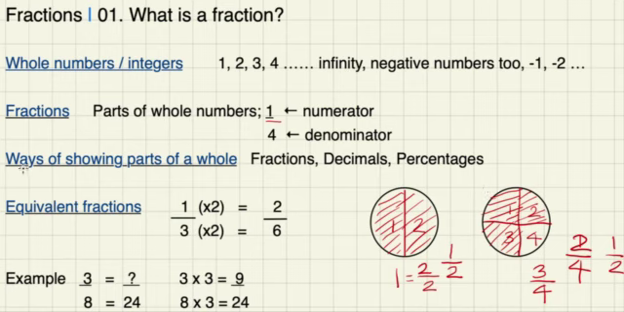Now there are other ways of showing parts of a whole. Fractions are definitely one, in that it's not the whole thing, but it's part of it. Another way of representing parts of a whole is decimals. So for instance, you could have 0.5, you could have 0.76, any number that is less than 1 would be a decimal in this case, or a fraction of 1.